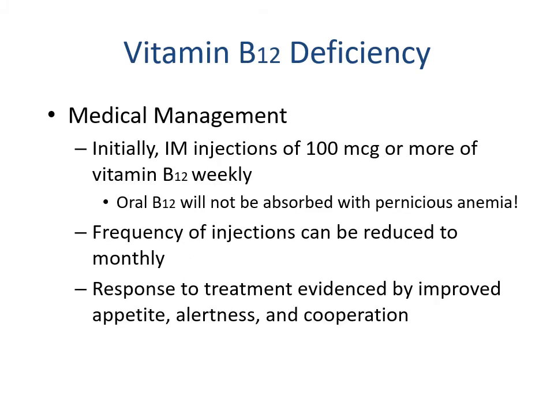So looking at the medical management of vitamin B12 deficiency, initially the patient is going to need IM injections of 100 micrograms or more of vitamin B12 weekly, as oral B12 will not be absorbed with pernicious anemia. So once it's gotten to the point that it's full-blown anemia, we can't just take an oral supplement.